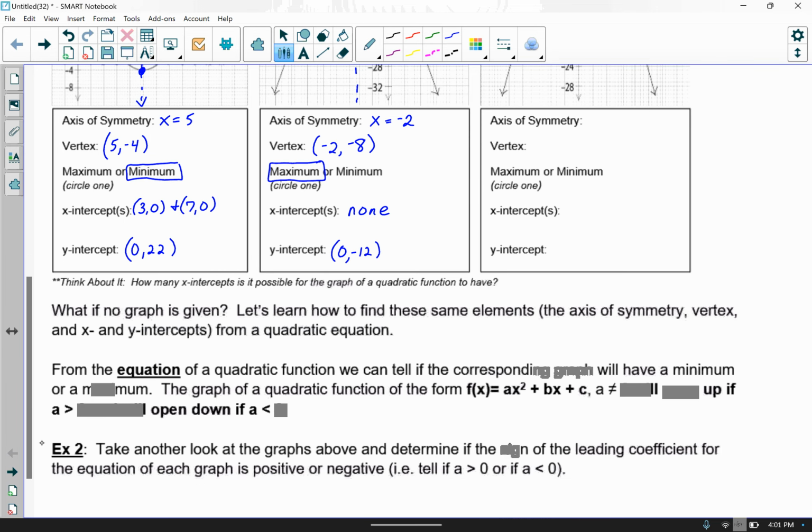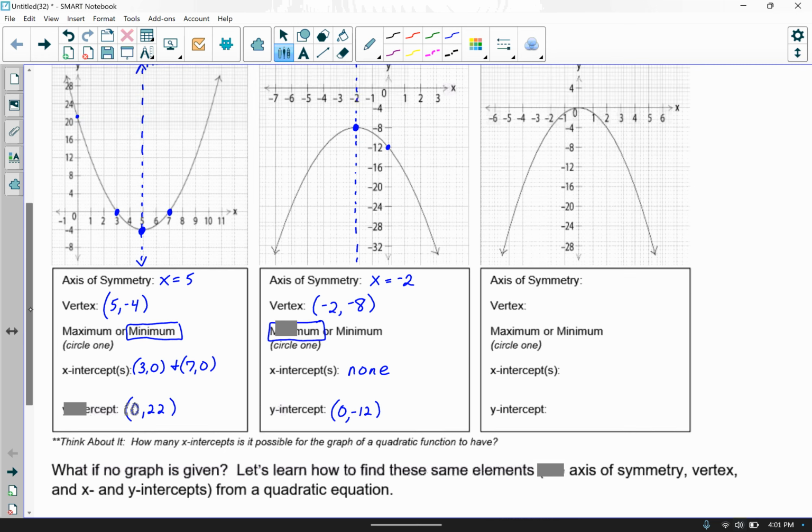You'll notice I had a little question down here below, and it says, how many x-intercepts is it possible for the graph of a quadratic function to have? I've been hesitant to mention this in a previous video, but if you're raised to the second power, the maximum number of x-intercepts that you can have is 2. All right, so x squared, that degree is 2, so the maximum you can have is 2.